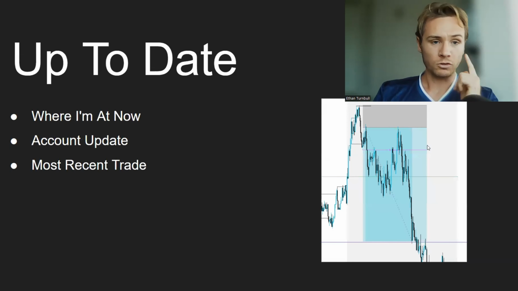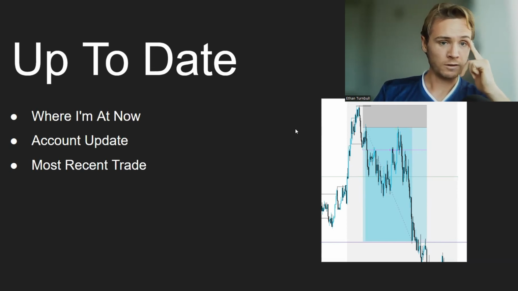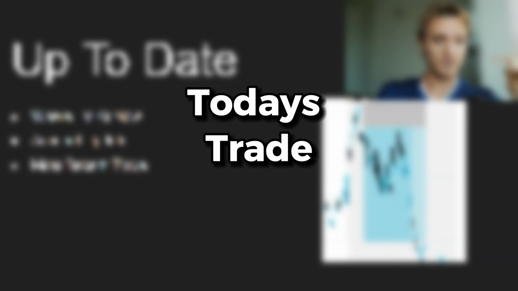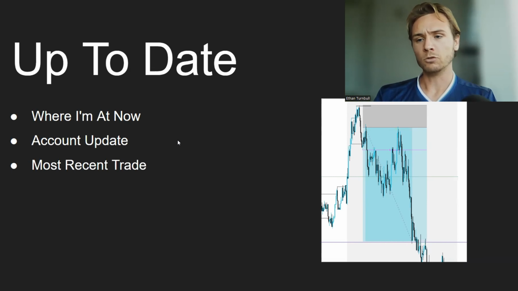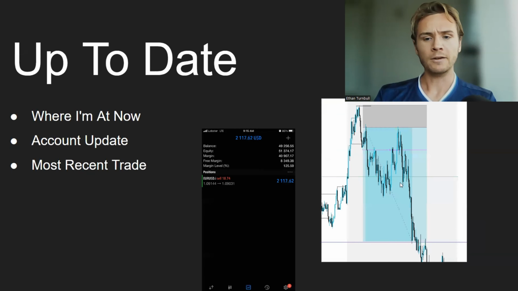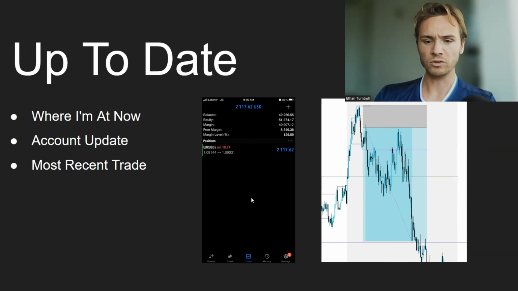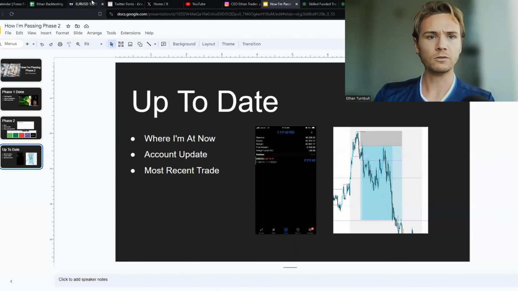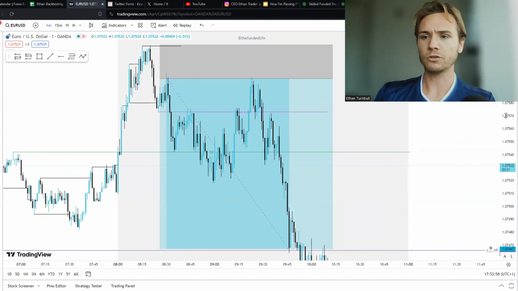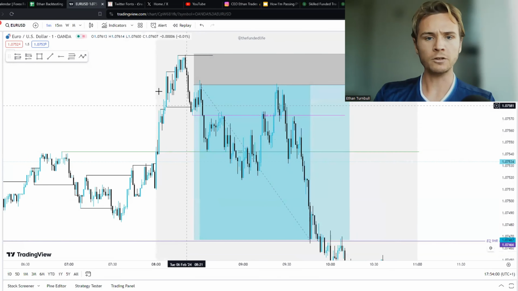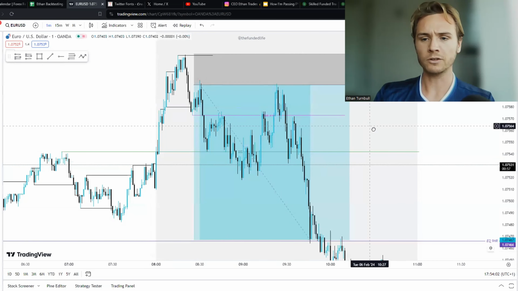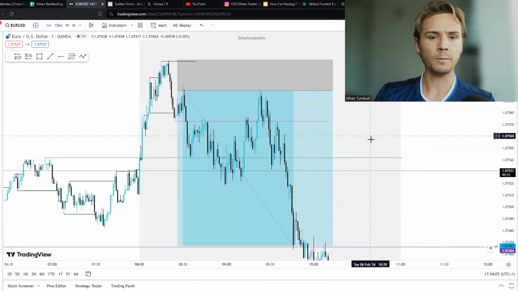So now I'll just go quickly up to date on where I am right now, in terms of the equity, the financial part. I'll give you an update on the account and my most recent trade. So this actually here is my most recent trade. However, I'll just quickly go into TradingView right now. So this was today. EU, I only trade EU. London session, like I said, I only trade the London session at this moment in time.